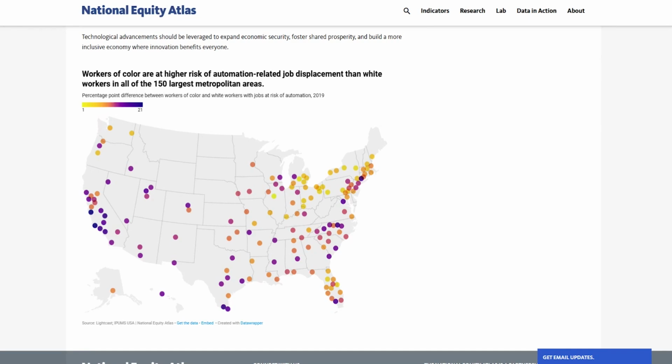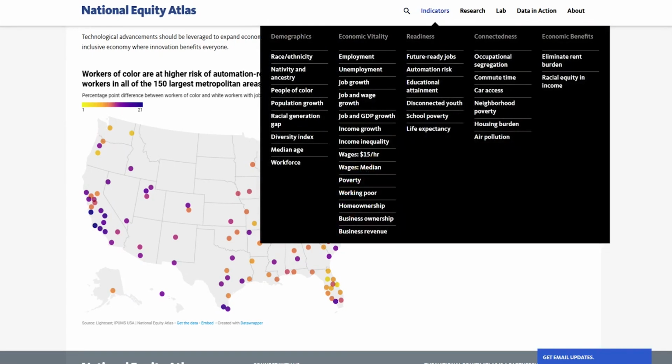This data snapshot helps to weave our workforce equity indicators into a cohesive story for your geography. You can also explore each of these data points on their own indicator page. When you hover over the Indicators tab, you can find these data points under the indicators Working Poor, Employment, Workforce, Future-Ready Jobs, Occupational Segregation, Jobs and Wage Growth, Job Growth, and Automation Risk. Under each indicator page, you will see deeper disaggregations and policy strategies that can create a more equitable economy that works for all people.